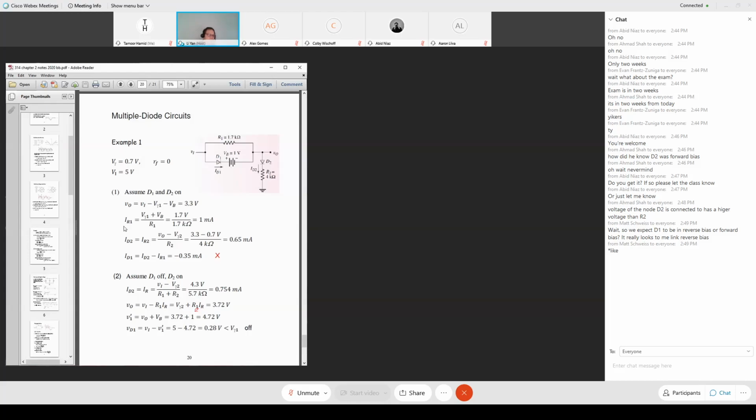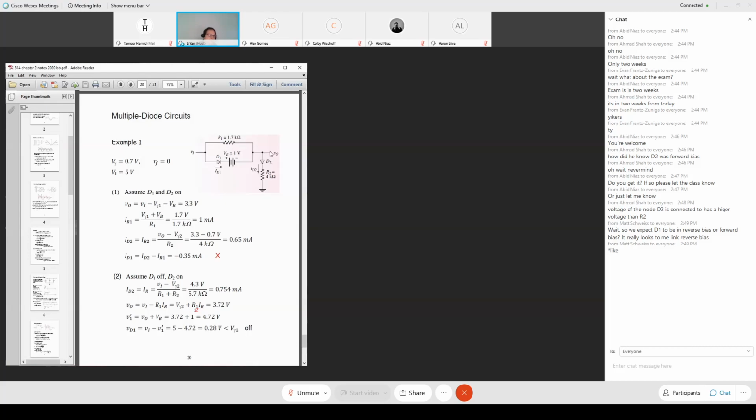Then that's this equation: IR1 equals (V gamma 1 plus VB) divided by R1. You substitute the value of 0.7 volts plus 1 volt, which is 1.7 volts, divided by resistance R1, which is 1.7 kilo ohm, and you end up calculating 1 milliamp of current going this way.